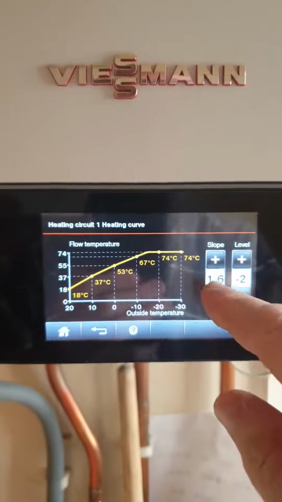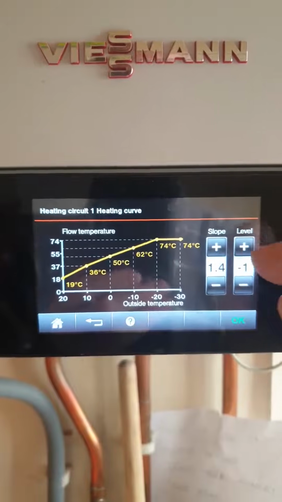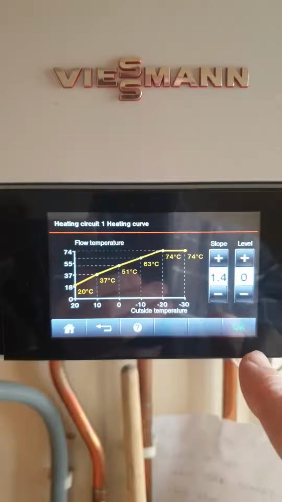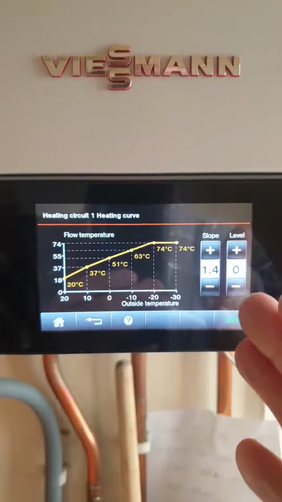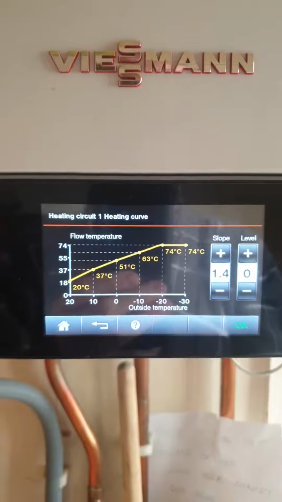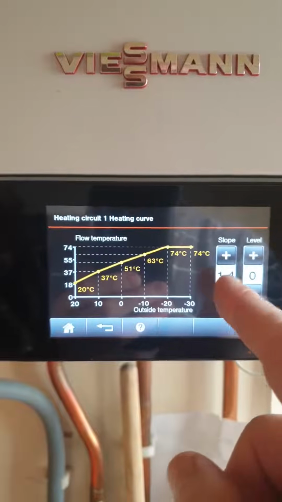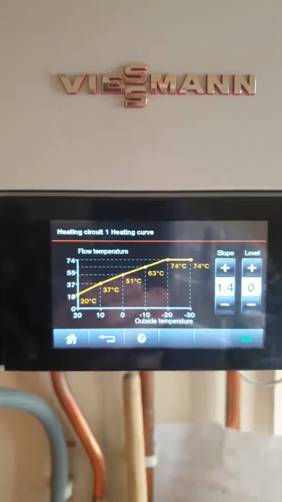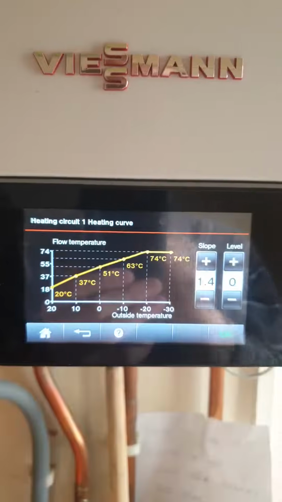So right, let's go back to where I was. I think that's explained everything. The relationship of weather comp, level, slope. So level was the parallel shift. The combination of the two, whether it's a combination or not, becomes the heating curve. So I think that's everything we need to say.